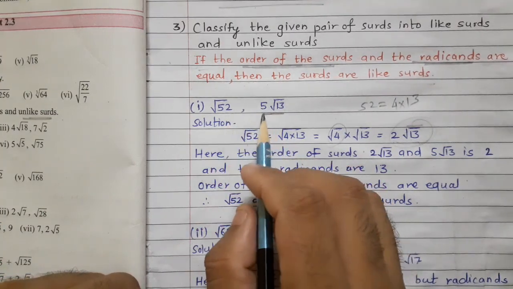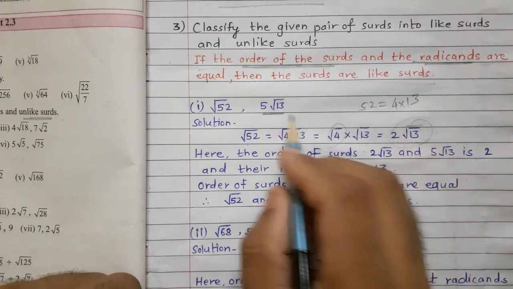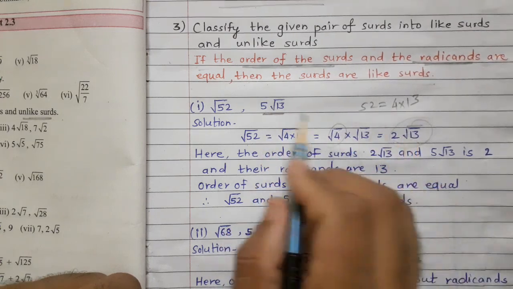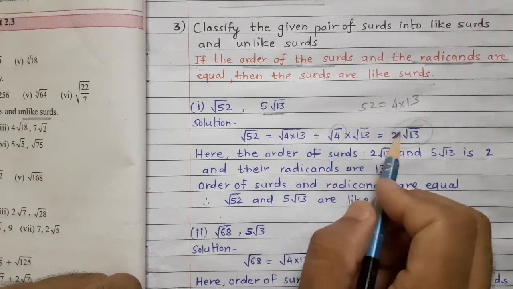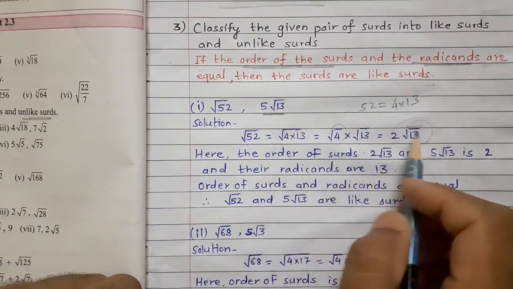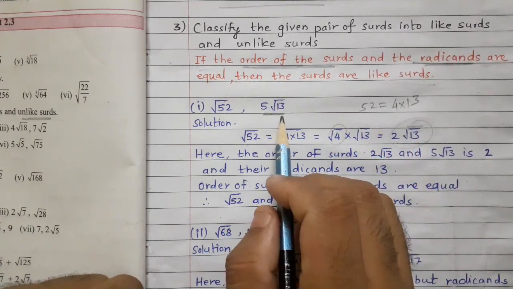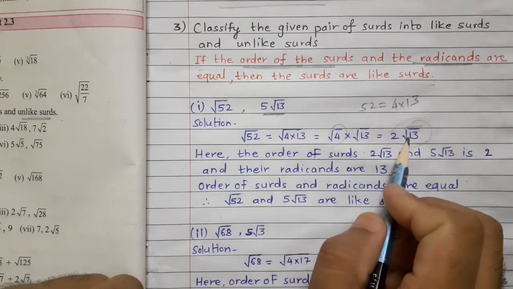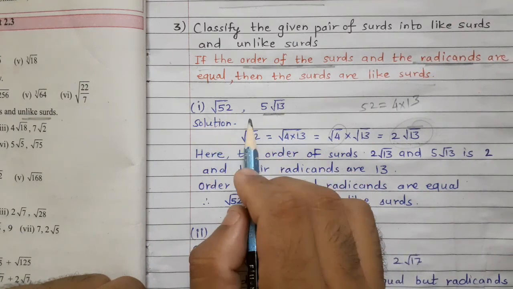Now we will check whether these two surds are like or not. See, here the order of these given two surds is 2, because here square root of 13 and square root of 13. So the order of these two surds is 2, and the radicand is 13, and the radicands are also equal. Then we can say that the given pair of surds are like surds.